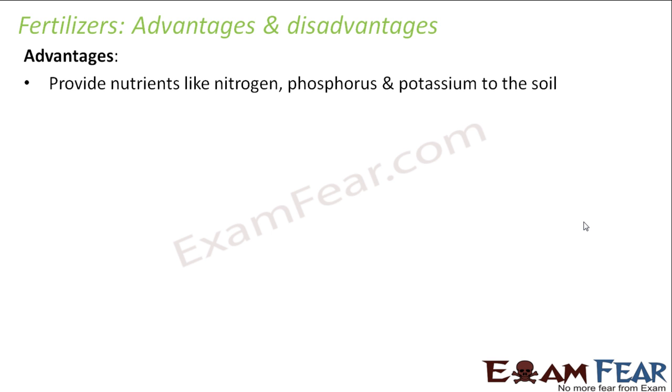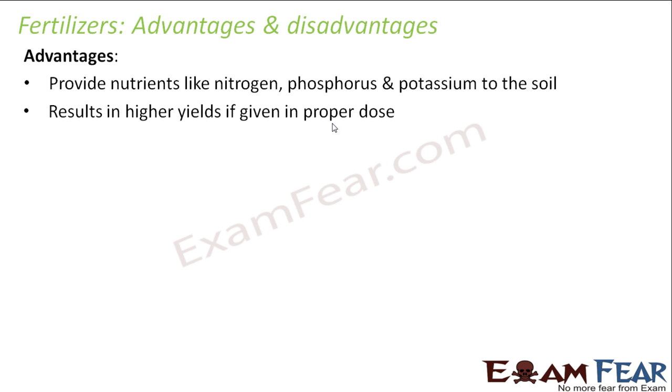First thing is that it provides nutrients like nitrogen, phosphorus and potassium to the soil, and these, being macronutrients, are needed in large amounts by the plants. So this is the basic and the first advantage. It results in higher yields if given in proper dose. This proper dosage is a very important thing as far as fertilizers are concerned, because if we do not give them in proper dose, then we might have to face some disadvantages as well.